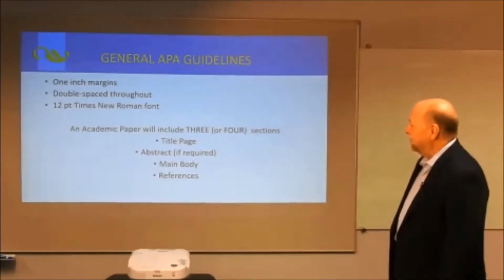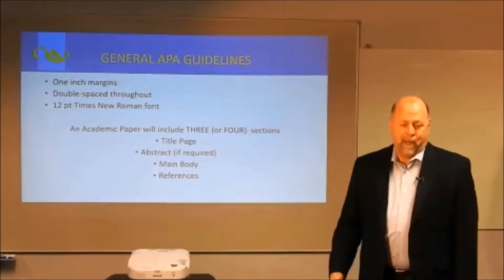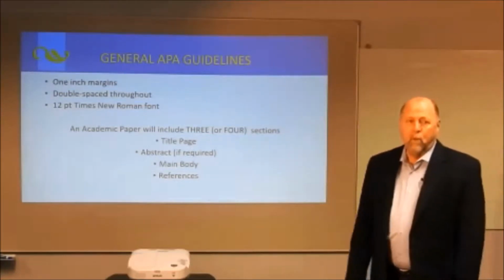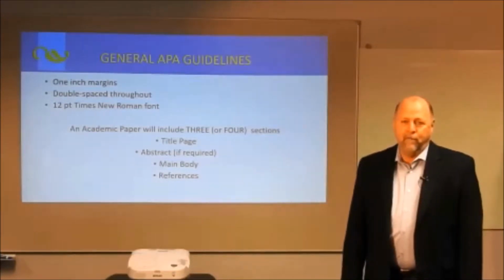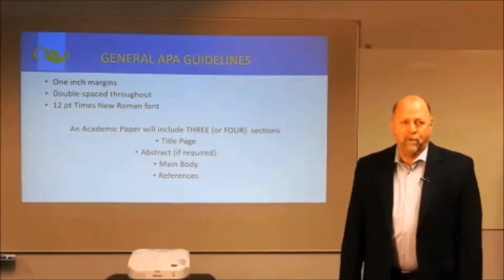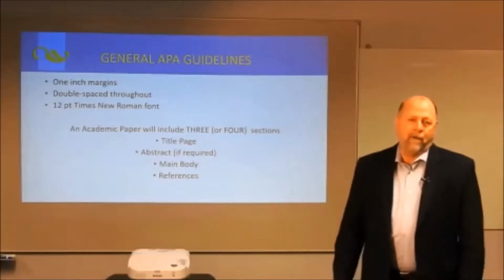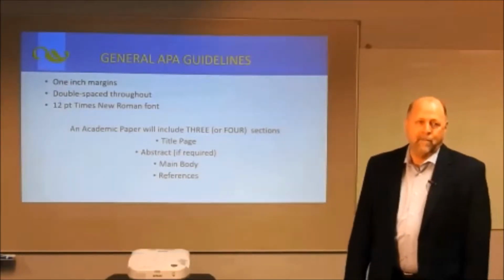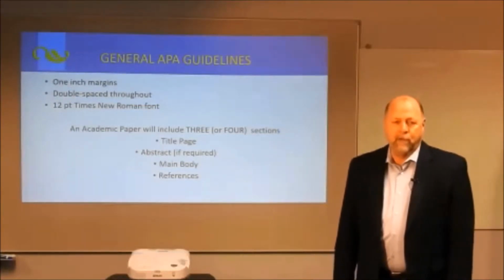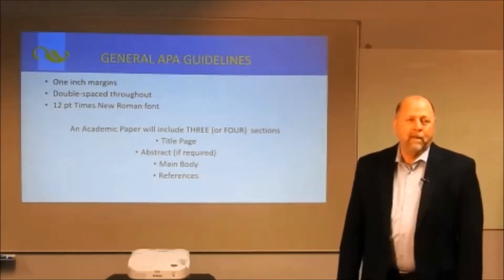General APA guidelines. You want to make sure that your paper has 1-inch margins all the way around. The top, the bottom, the left, the right, 1-inch margins. You want to make sure that you double space your paper throughout. It doesn't matter if you feel like doing an extra half space or doing a single space. Don't do it. Double space your paper. Use the same font throughout. 12-point Times New Roman font is the acceptable font that one can use when formatting an APA academic paper. You can use Arial, but I suggest just using one font and staying with it. That's one less decision you have to make for the next paper.